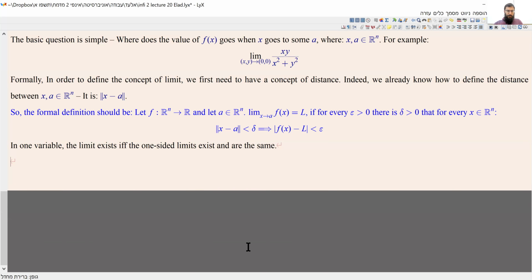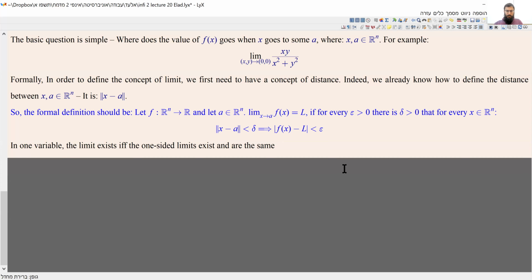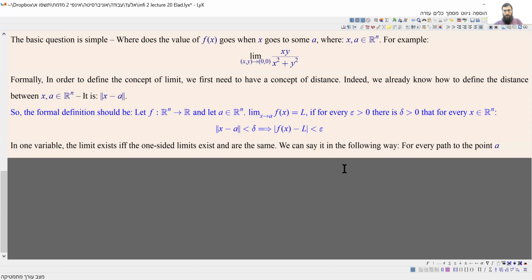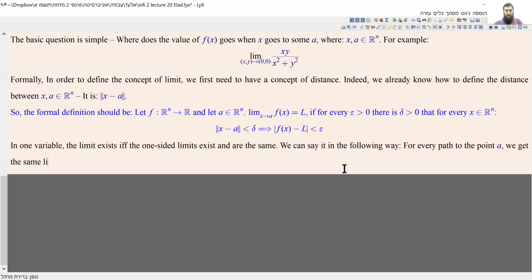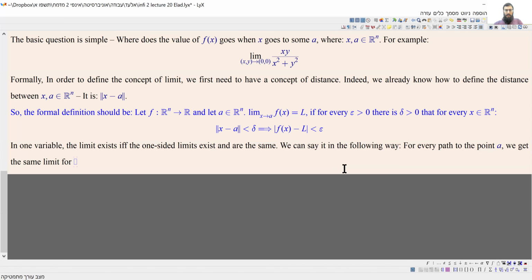Two variables should be a plane; more than that we cannot imagine. We can say it in the following way: for every path to the point A, we get the same limit for f(x).